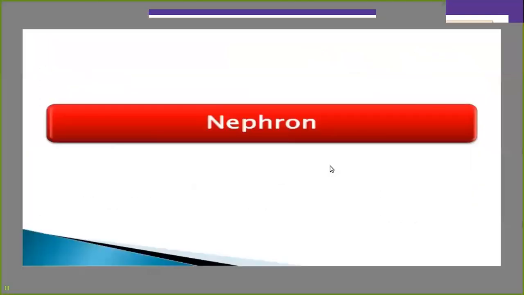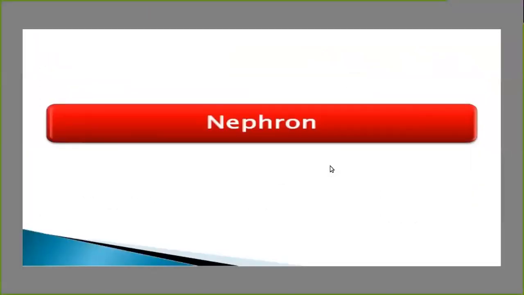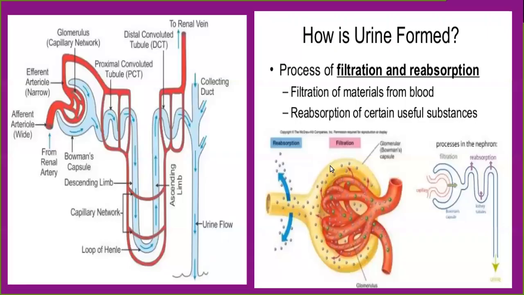Now we have to learn in detail the structure of the nephron. Look, this is the diagrammatic representation of the nephron. I said each kidney is made up of a large number of excretory units called nephrons. When you consider this diagram, you can see that the nephron has a cup-shaped structure at its upper end. This cup-shaped structure is called the Bowman's capsule.